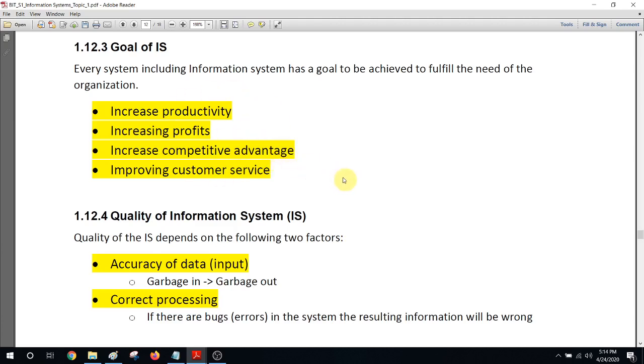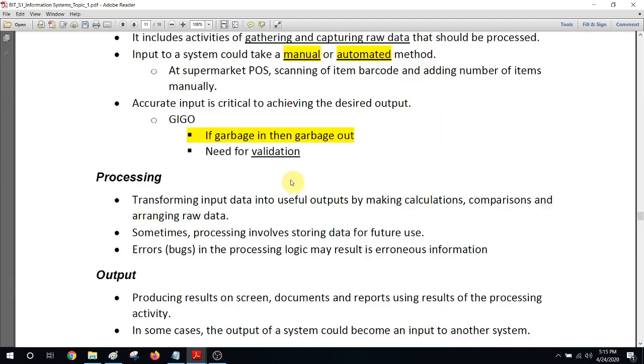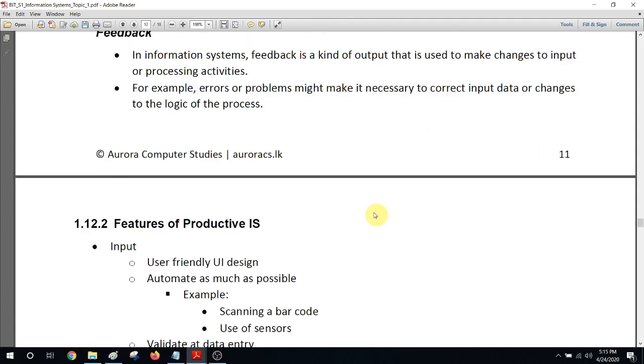Okay. Right. So what is meant by quality of an information system? When it comes to quality of an information system, it again depends on two factors. That is the quality of data we input. Regardless of the quality of processing, if the data is wrong, the output is going to be wrong. Therefore, quality of data is important. So we use the term garbage in, garbage out. If garbage is in, garbage is always out, regardless of the quality of processing. So quality of input is very important.